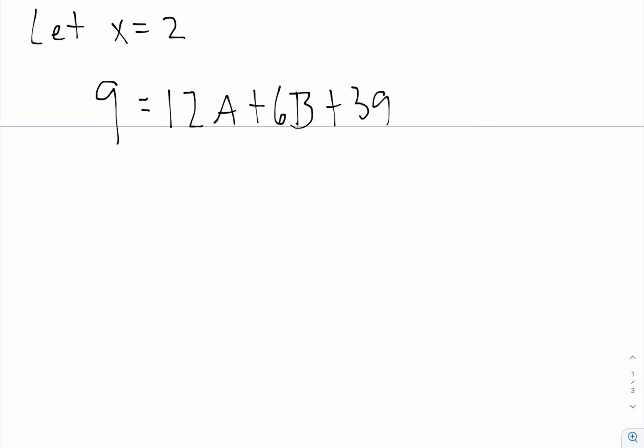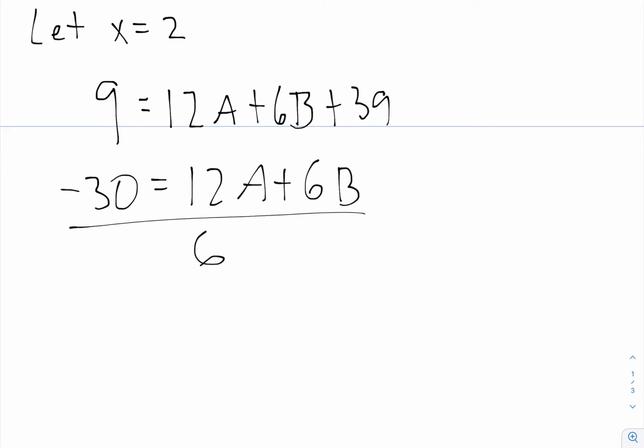So now we can divide every number by, well, let's actually move the 39 with the 9. So we subtract 39 on both sides. We get negative 30. That's going to be equal to 12a plus 6b. Okay, notice how all these are divisible by 6. So if we divide everything by 6, we get negative 5 equals 2a plus b. Okay, we're just dividing everything by 6.